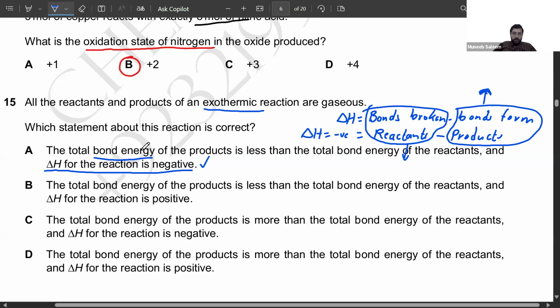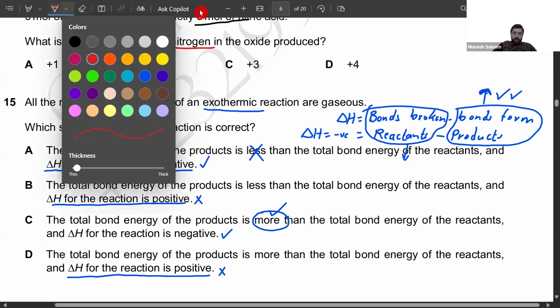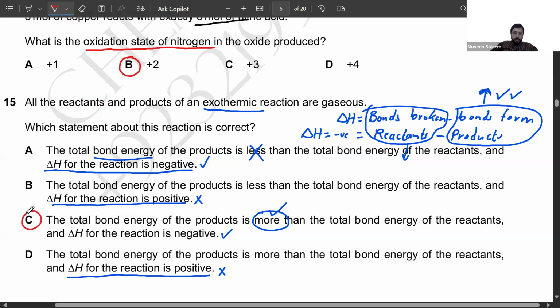So it says the total bond energy of the products is less than the total bond energy of the reactants, so less is incorrect. B says that delta H of the reaction is positive, that is incorrect. D also says delta H of the reaction is positive, that is also incorrect. Now C says that delta H of the reaction is negative, that is correct, and the total bond energy of the product is more. That's what we have seen here. Only in that case will you have a negative delta H for the exothermic reaction. So that's why C is the correct answer.